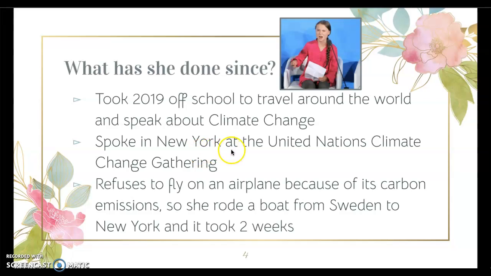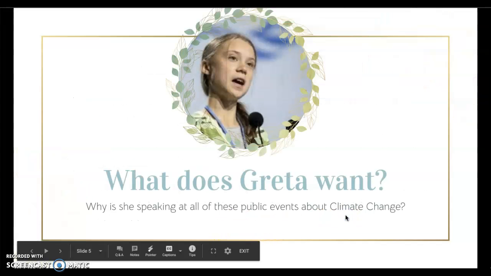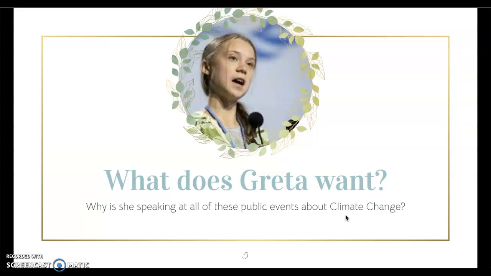She actually spoke in New York at the United Nations Climate Change Gathering. She refuses to fly on an airplane because of its carbon emissions, which hurt the environment. So she rode a boat from Sweden to New York, and it took 2 weeks. So what does Greta want? Why is she taking all this time off school? Why is she speaking at all these public events?